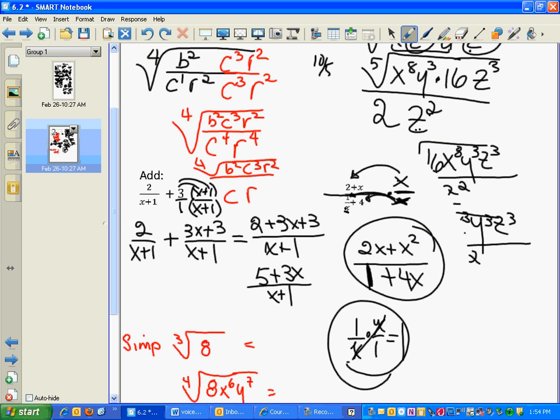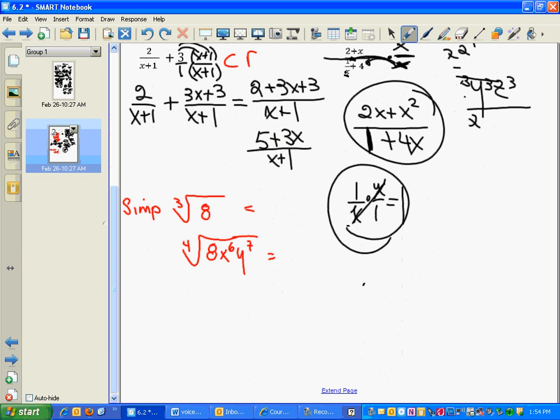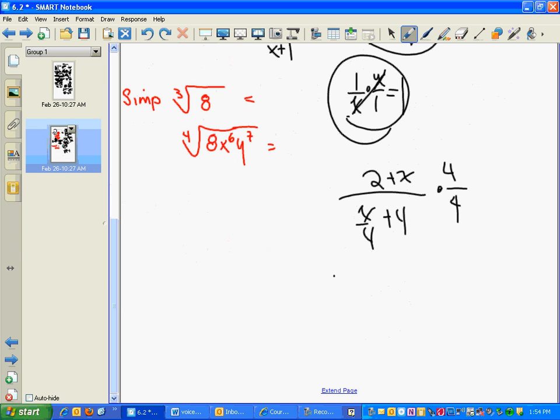Okay. So if I gave you 2 plus x over 4 plus 4, then I would multiply by 4 over 4, right? So then I would get 8 plus 4x over x plus 16. The whole idea is to lose that lowest denominator.